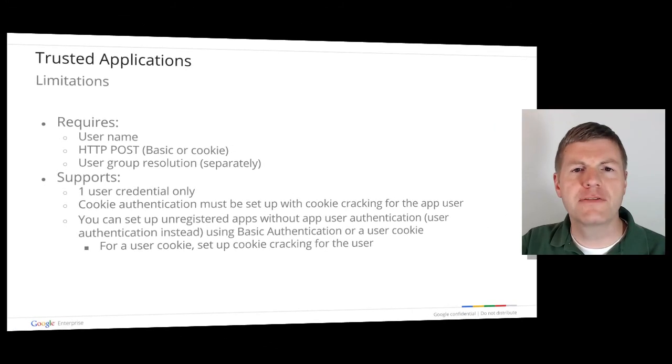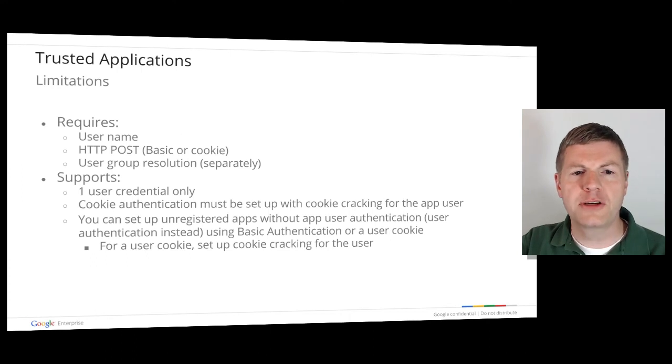Trusted applications have several important limitations. They require that your application send a username for the search user via HTTP post. You will need to configure a mechanism for group membership resolution in most cases, so that this username can be used with ACLs. With registered applications, the GSA will not be able to use the head requester, so ACLs must be used for authorization. Only one username can be sent to the GSA by a single application.